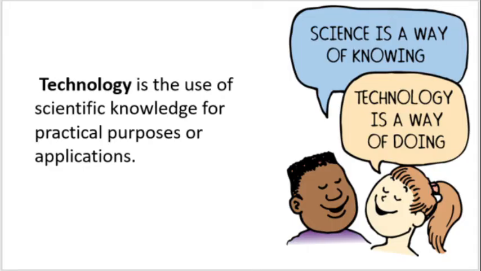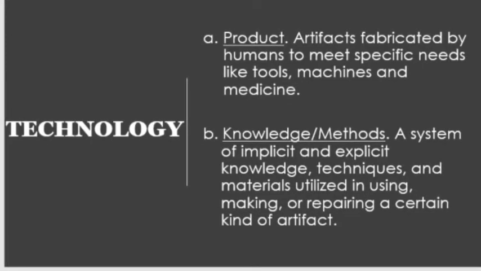Now, we will define technology based on this definition. Technology can either be a product or a knowledge, method, or technique. The other word for product is artifact. An artifact is fabricated by humans to meet needs, like tools, machines, and medicine. These are technology as a product. While technology as a process is a knowledge or a method, a system of implicit and explicit knowledge, techniques, and materials utilized in using, making, or repairing a certain kind of product.